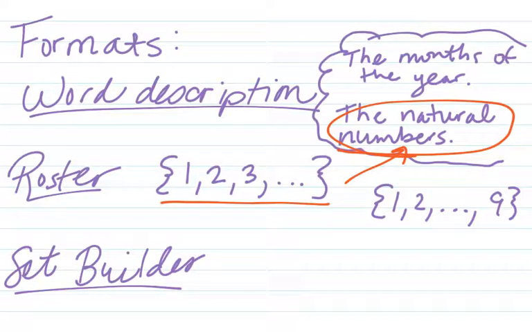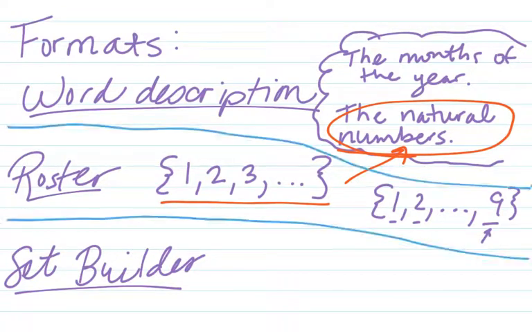Okay? So if you have an ellipsis at the end, that indicates that it goes on forever. If you have an ellipsis within the values or the list, that implies that it continues in the same pattern until you get to the last element. Okay?